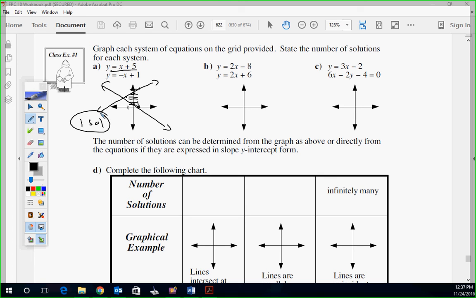Questions? Okay, so let's look at this one. What do you notice right off the bat? Parallel, 2x and 2x, and the -8. Up 2 over 1. Here's this one. Then we have these two parallel lines. 0 solutions. Or no solutions, fine.